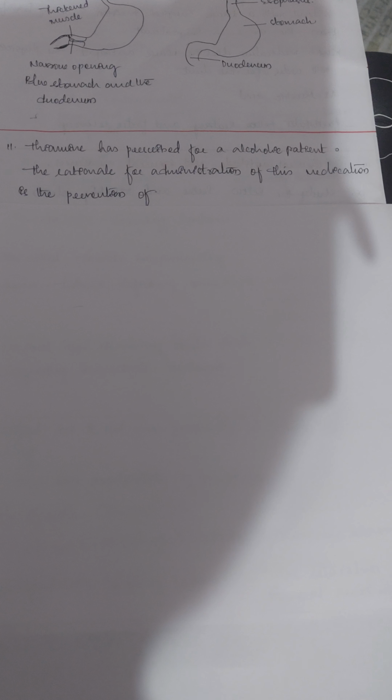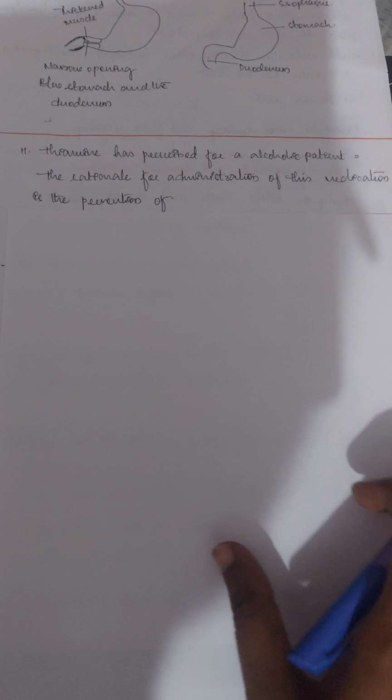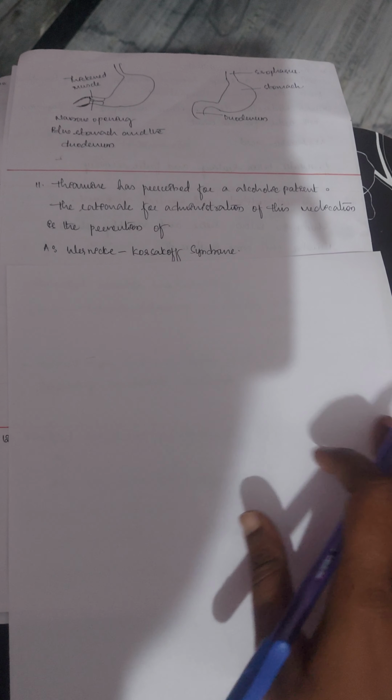Thiamine is prescribed for an alcoholic patient. The rationale for administration of this medication is the prevention of... So what is the purpose of giving thiamine to the alcoholic patient? In order to prevent which condition? The answer is Wernicke-Korsakoff syndrome. Okay, Wernicke-Korsakoff syndrome.